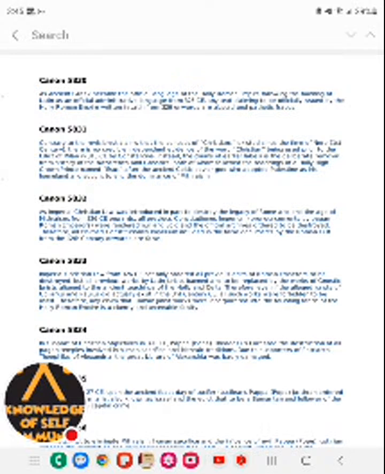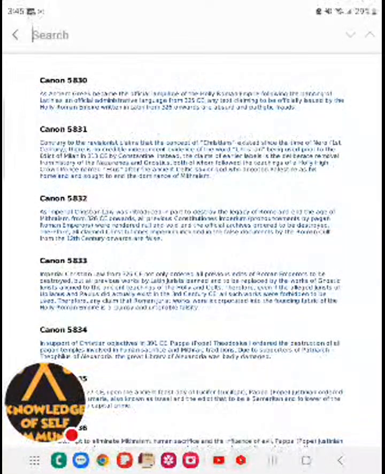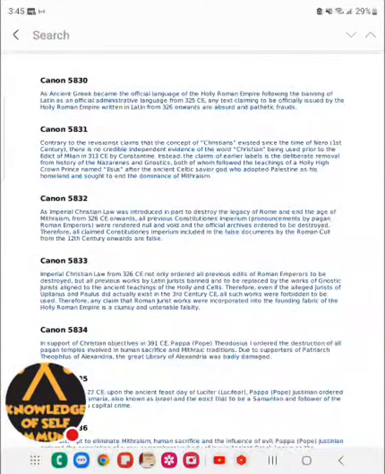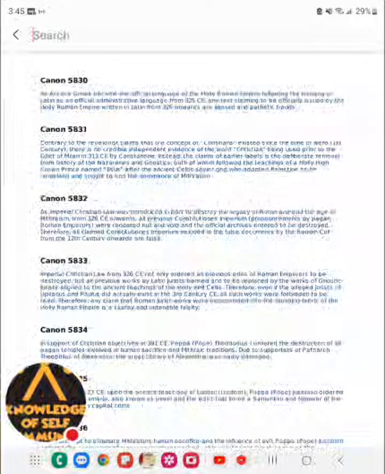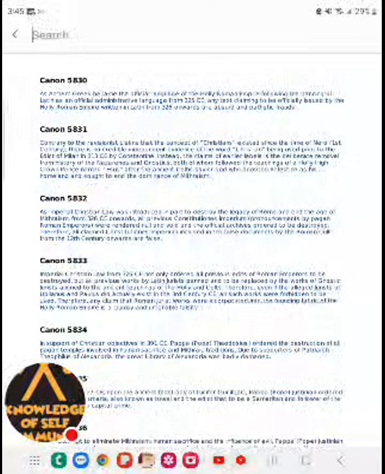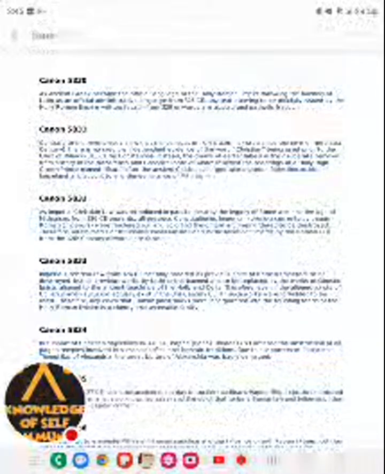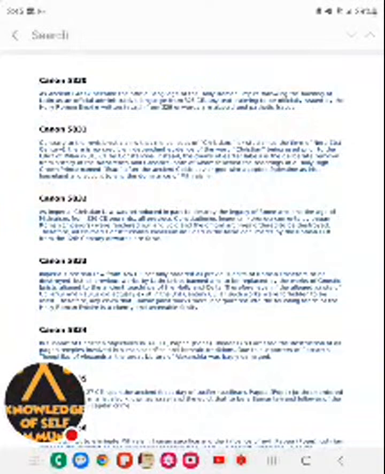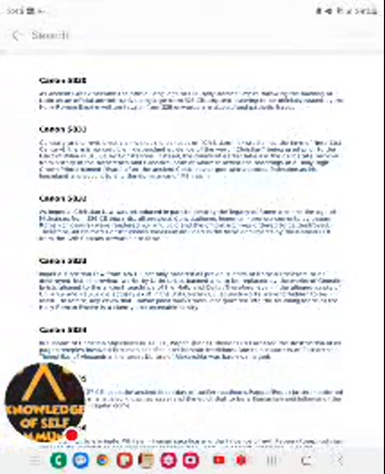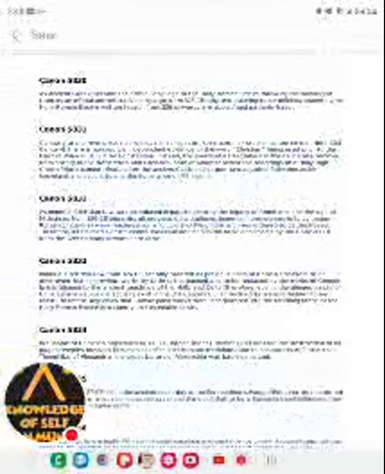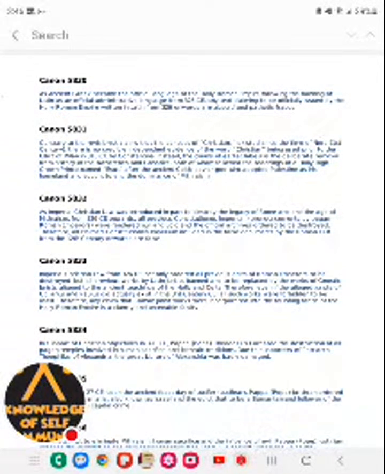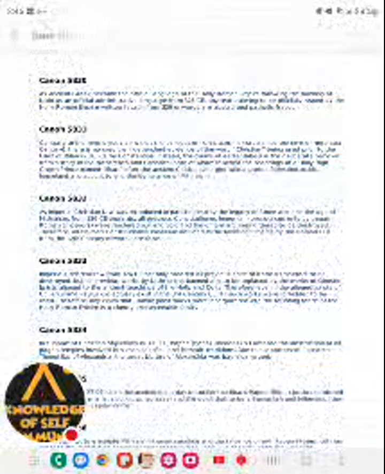not the Septuaginta, we're not talking about that form of Greek. That's not ancient. We're saying ancient Greek, what the Holy Empire established by the first Constantine. Latin as an official administrative language from 325 CE, said any text claiming to be officially issued by the Holy Roman Empire written in Latin from 326 onward are absurd and pathetic frauds. So there go a timeline stamp. If Latin is after 325, like it said from 326 onward, then that is a pathetic and absurd fraud. For all that was ancient Greek.